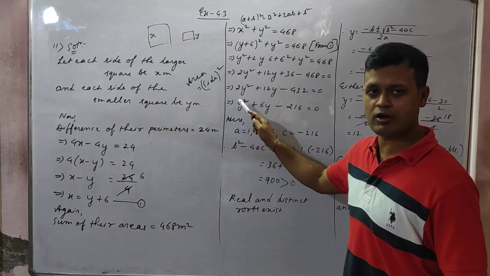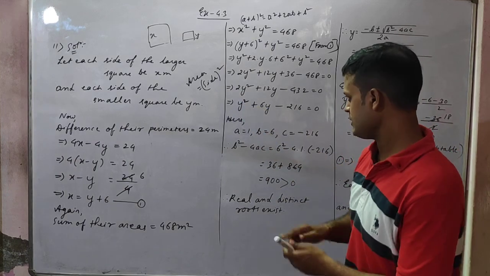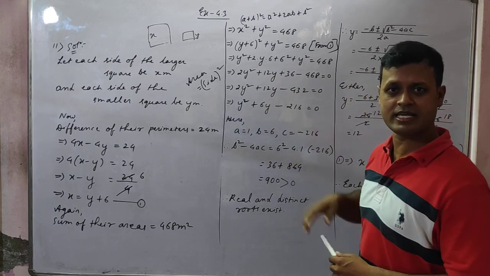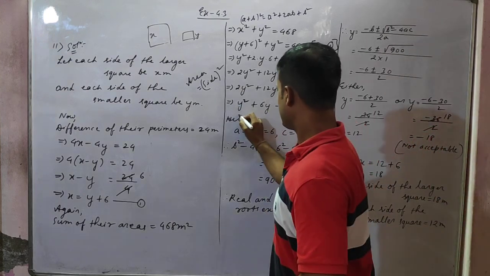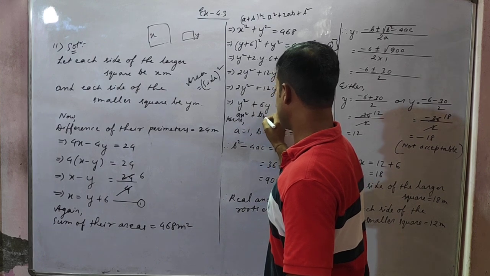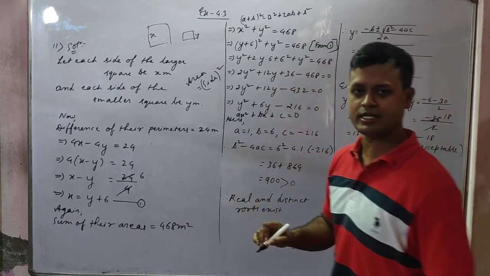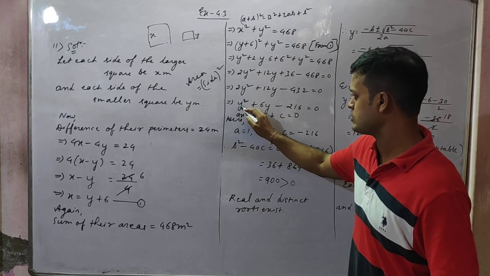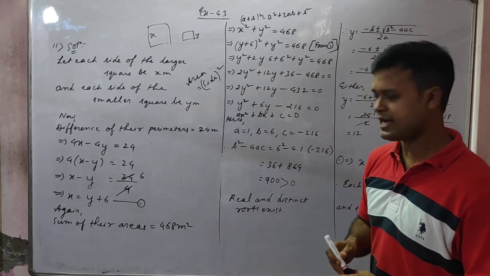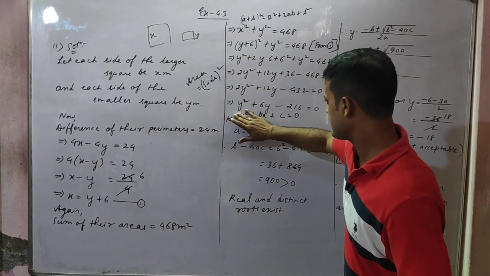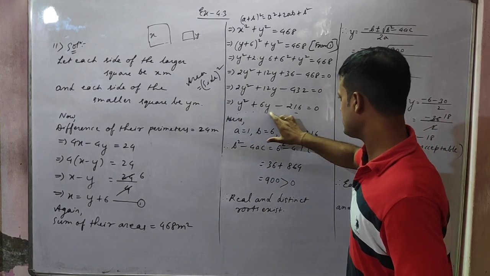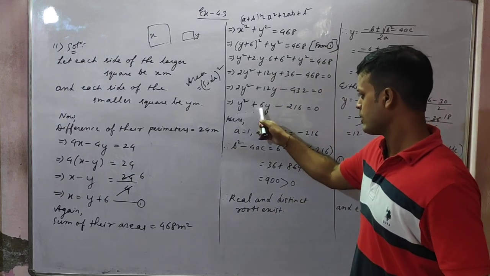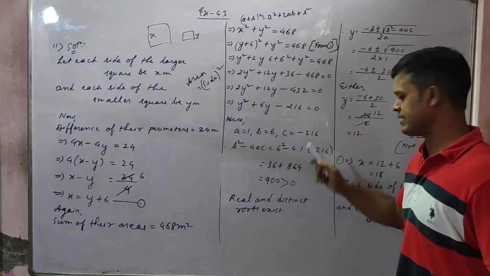Here you see, what is the value of a? This equation is of the form ax square plus bx plus c is equal to 0, isn't it? So along with y square, whatever number is there, along with x square a is there, no? Whatever number is along with y square, that number will be a. So here a is equal to 1, isn't it? Here a is equal to 1 and b is equal to, what is the value of b? 6, and c is equal to minus 216.